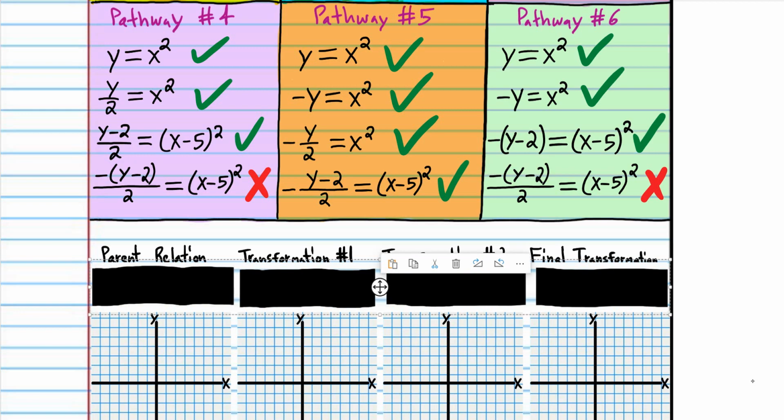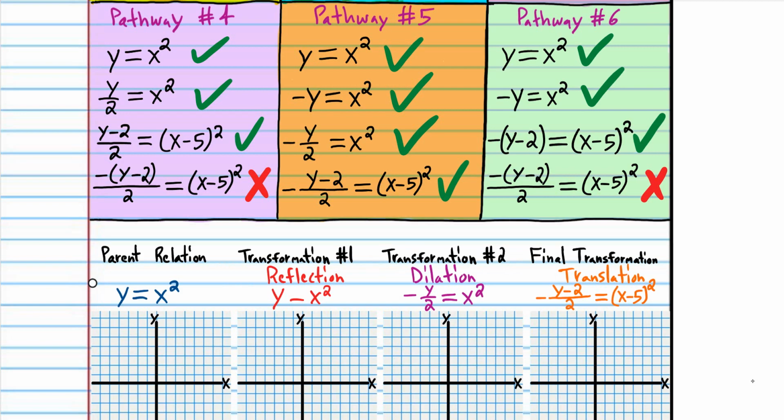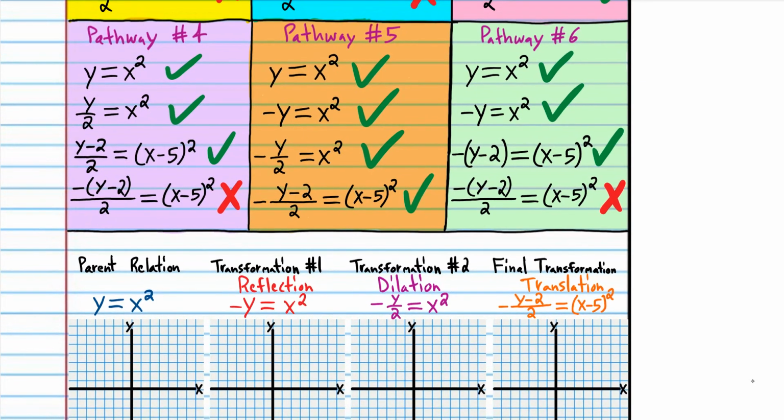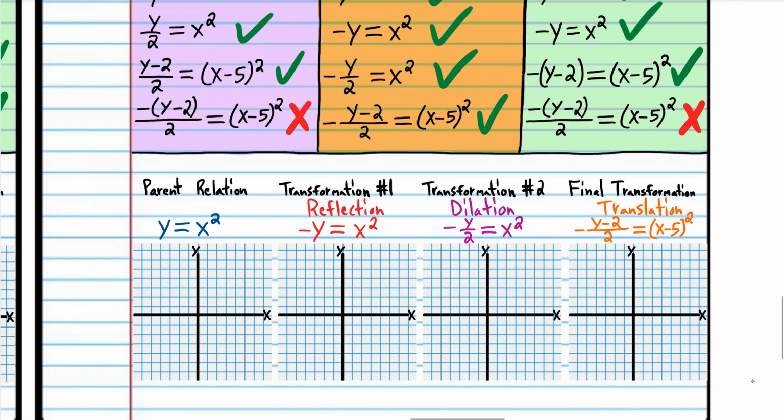Okay, so let's use pathway number 5. And I'm using pathway number 5 just because it's closer to us. So we're going to reflect. Whoops, I forgot to reflect that. So we should have negative y equals x squared. And then we're going to dilate, and then we're going to translate. So we're going to use pathway number 5.